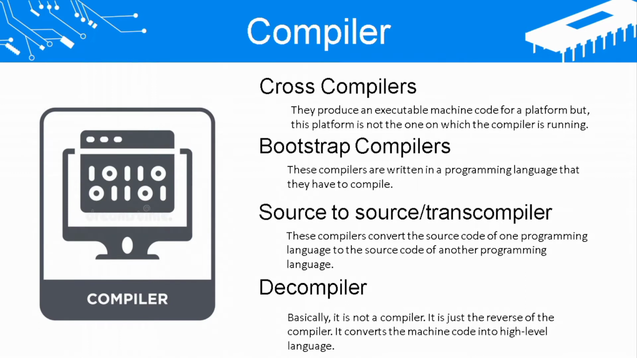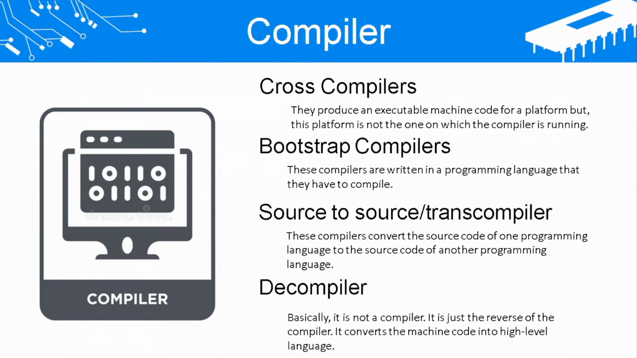We have the cross compilers, which produce executable machine code for a platform that is not the one on which the compiler is running. Then there are the bootstrap compilers. These compilers are written in the programming language that they have to compile.